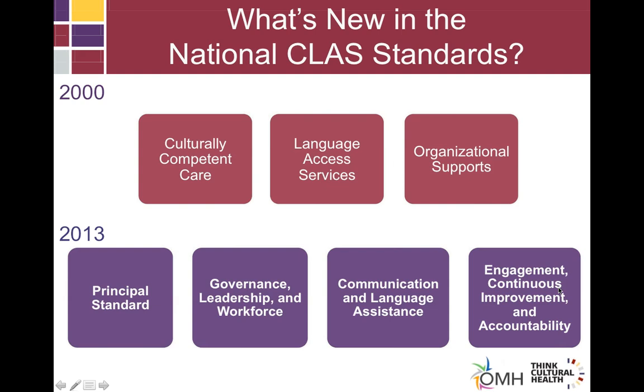Finally, because of some of these conceptual changes and foundational changes, there was a reorganization or a restructuring of the themes within the National CLAS Standards. The standards themselves probably are still very recognizable to those who were familiar with the 2000 iteration, but we really wanted to make sure that the themes really communicated the overarching content and purpose of the standards that were held within. So as you can see, in 2000, we had 3 themes: culturally competent care, language access services, and organizational supports. In this next iteration, we moved to have a principal standard, which is Standard 1, and then the 3 themes became governance, leadership, and workforce; communication and language assistance; and engagement, continuous improvement, and accountability. And we'll go into each of these more fully here shortly.